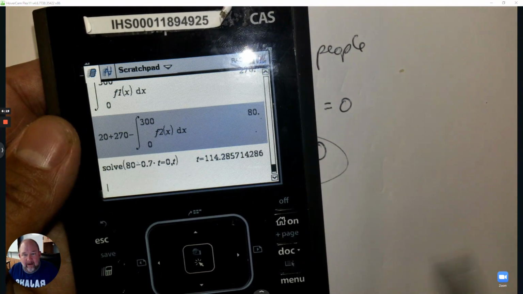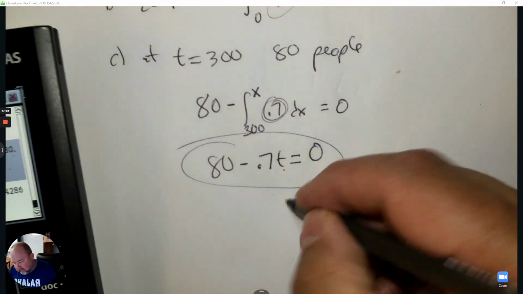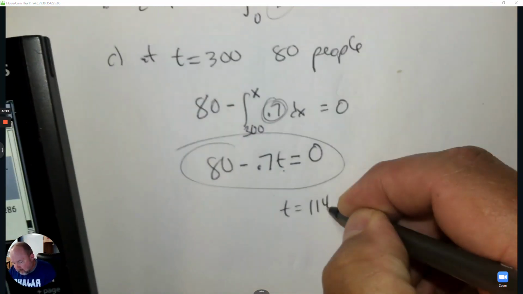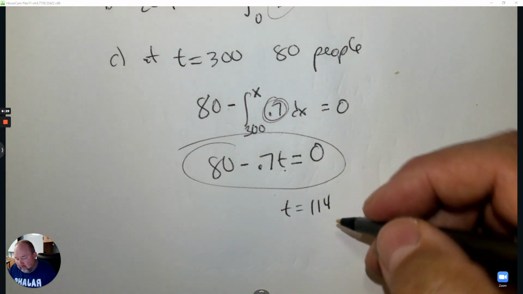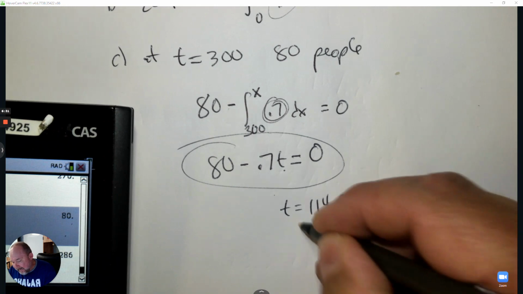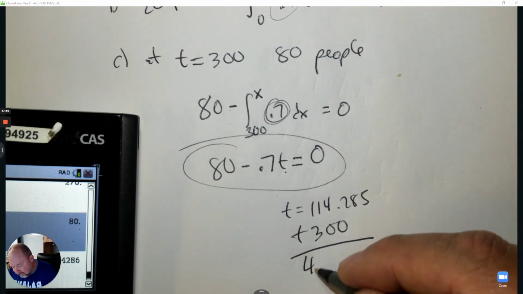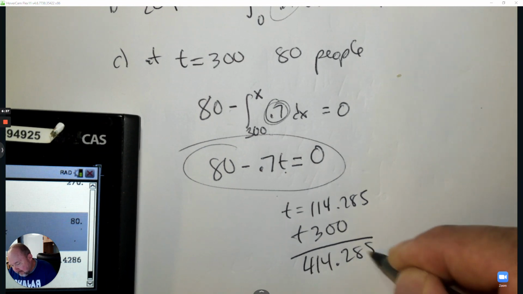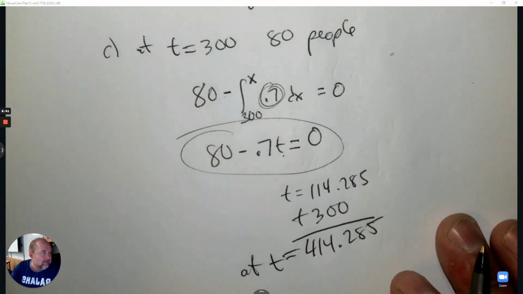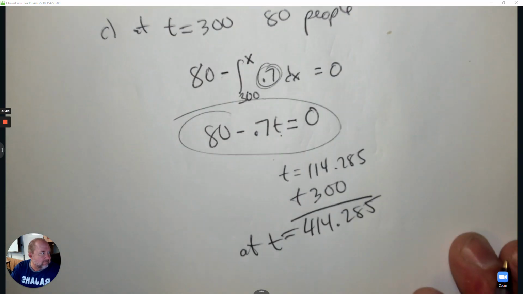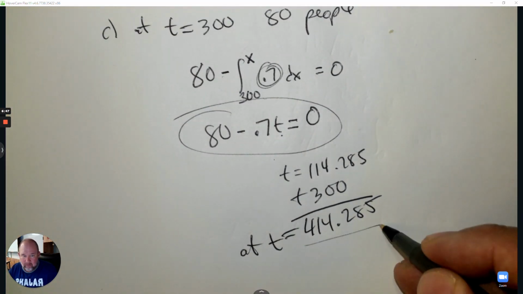And I get 114. Now I'm going to add that to 300. So this answer is 114.285, but that's after 300. So if I add all that together, this is the number I get. So at t equals 414.285, at that point the answer is 0.